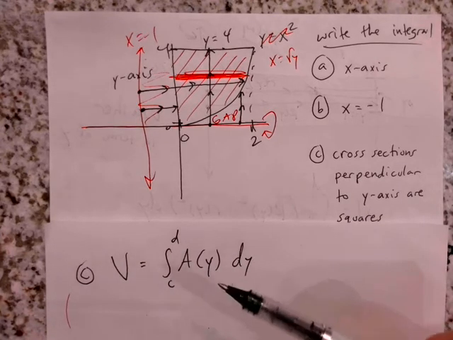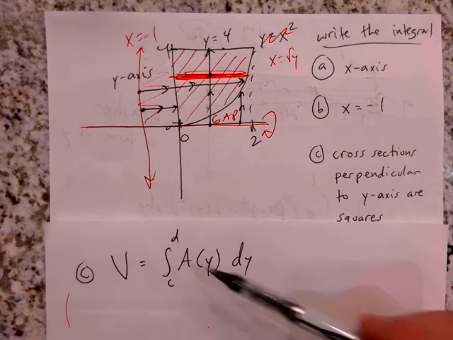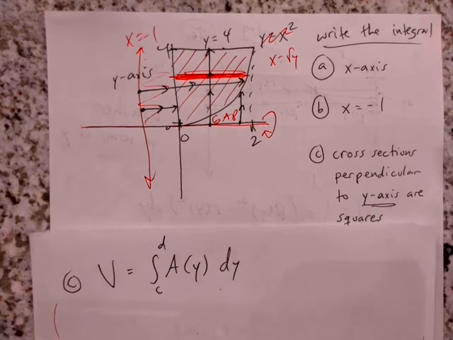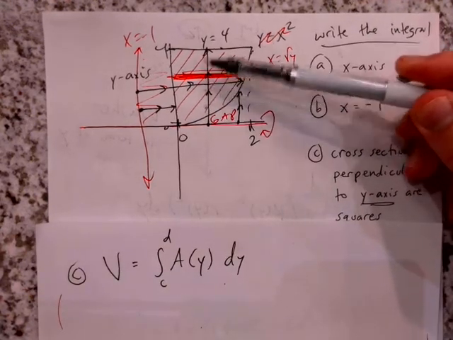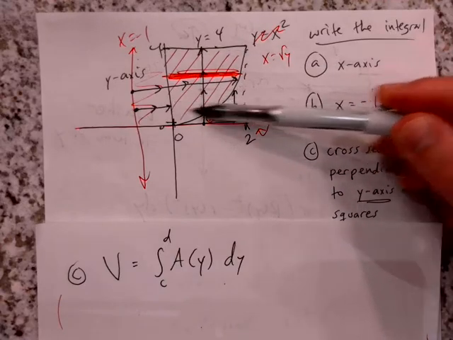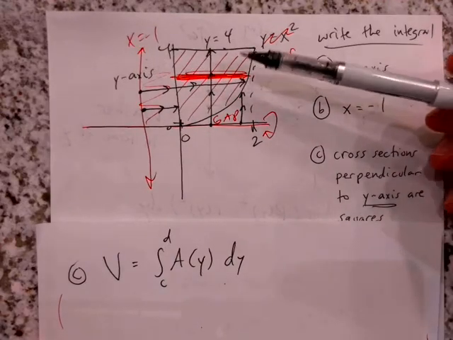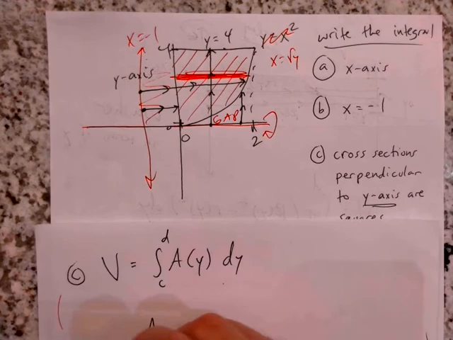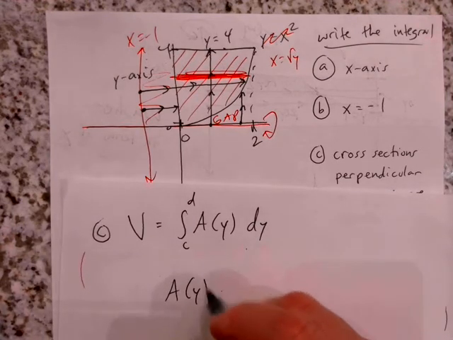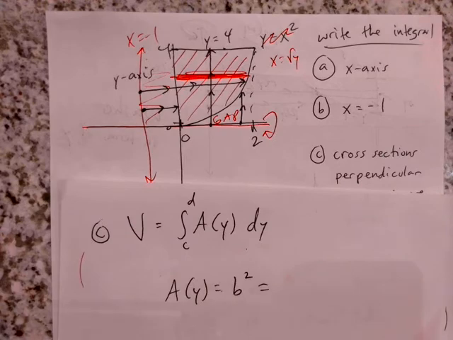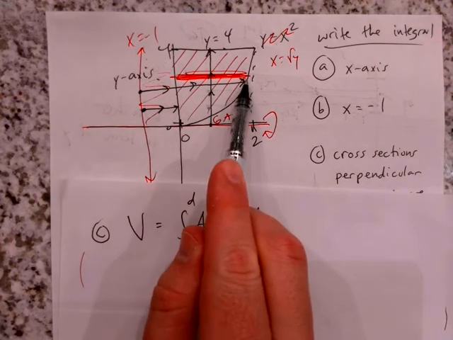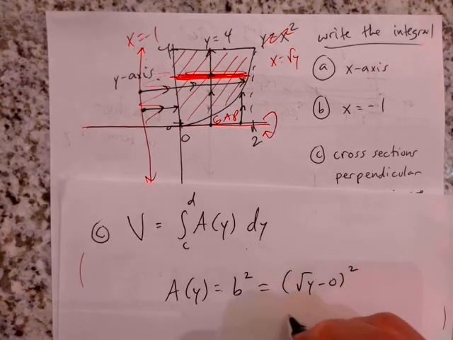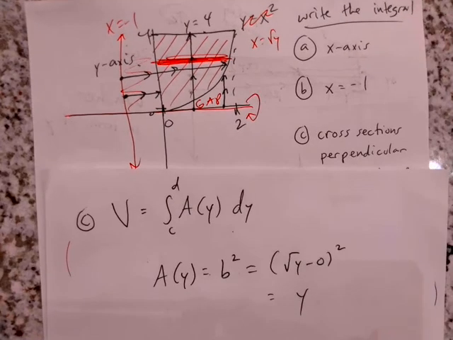And their volume is the cross-sectional area times the thickness. And we add them all up from c until d. We're in terms of y, because that's the axis that we're perpendicular to. And it's because as you move along the y-axis, the base length of the square will change. So the area of the square is a function of y. It changes with y. So the area function, we have a square, so it's the base length squared. The base length is the right side minus the left side, which is root y minus 0. So it's just y, which is kind of crazy.